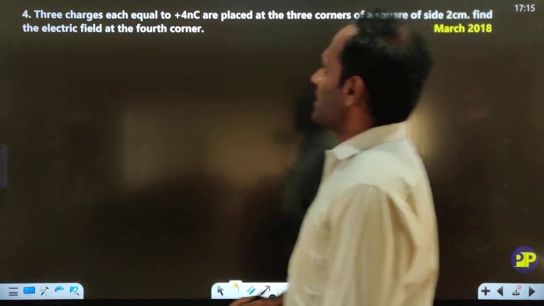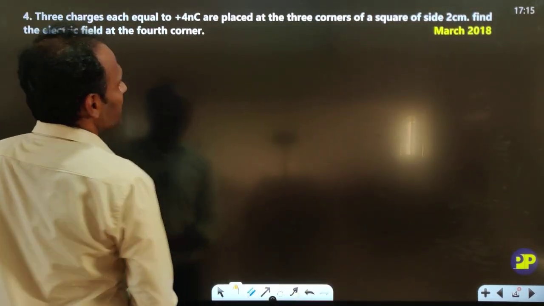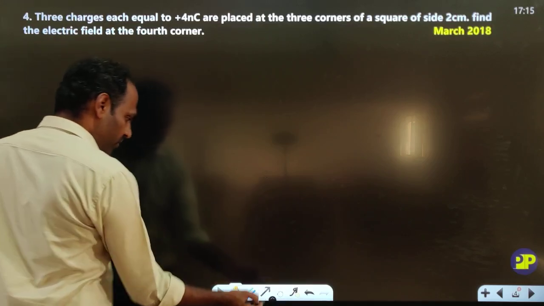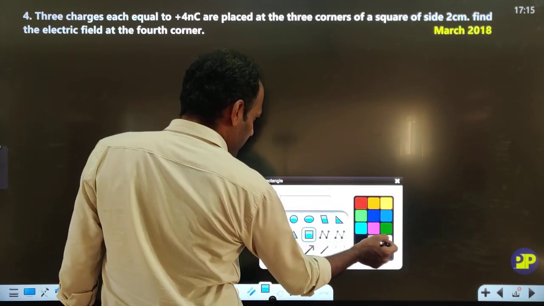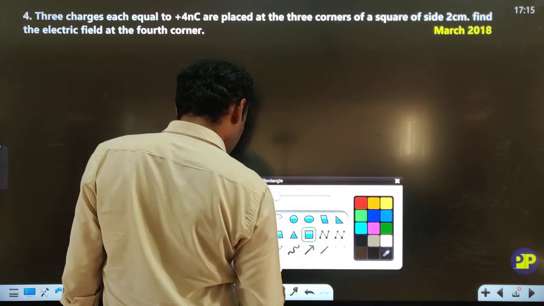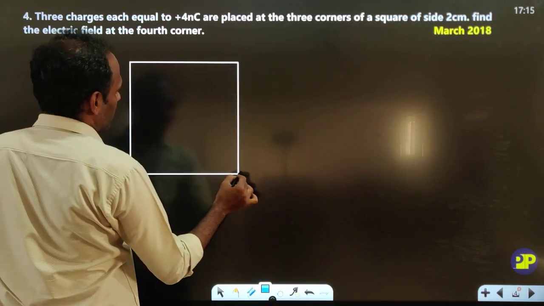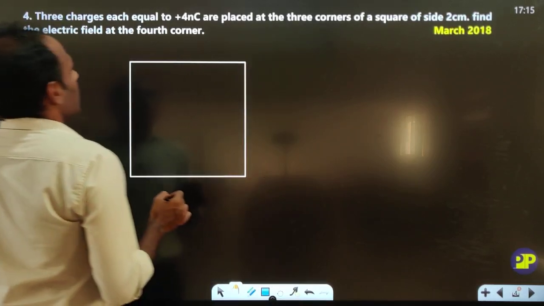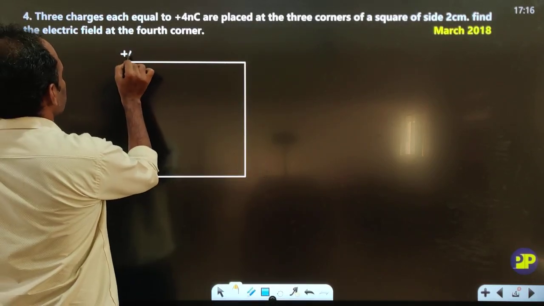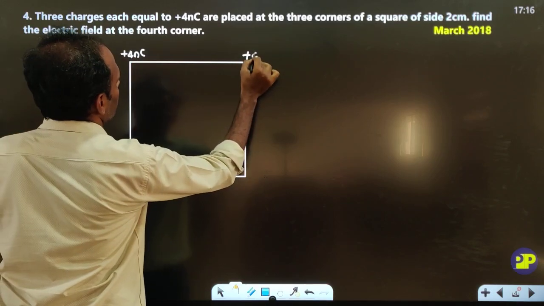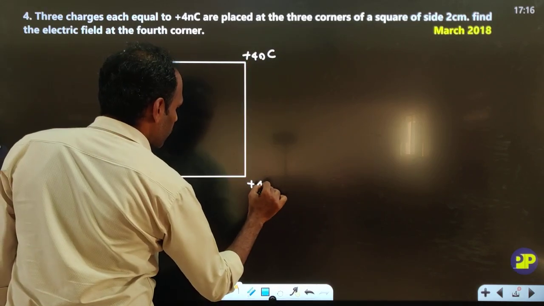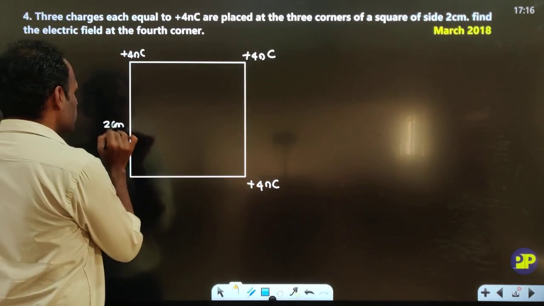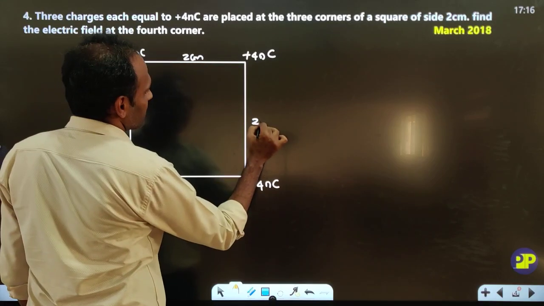So the next question is, 3 charges each equal to plus 4 nanocoulomb are placed at 3 corners of a square of side 2 centimeter. Find the electric field at the 4th corner. So we'll take a square now. This is the square, right? They have placed plus 4 nanocoulomb at 3 corners of the square, whose side is 2 centimeter. Since it is a square, all the sides will be the same, right?